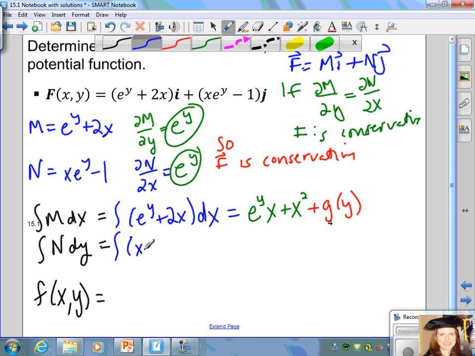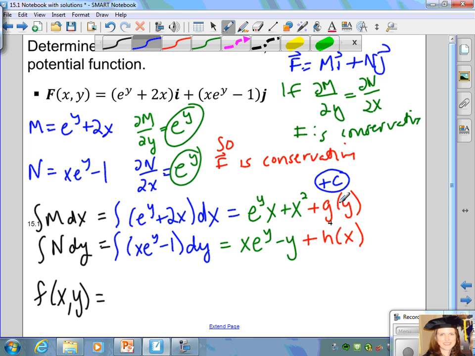Let's look at the antiderivative of N with respect to y. That is the antiderivative of x e to the y minus 1 dy. Treating y as a variable, x as a constant, the antiderivative of e to the y is e to the y times that constant, which is x times e to the y. The antiderivative of minus 1 with respect to y is minus y. And then plus we could have constants here or x's, so we're going to add h of x. So this is like our plus c when we do antiderivatives, but we're treating y's and x's as constants in these.